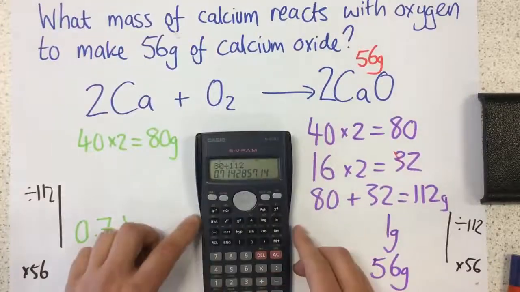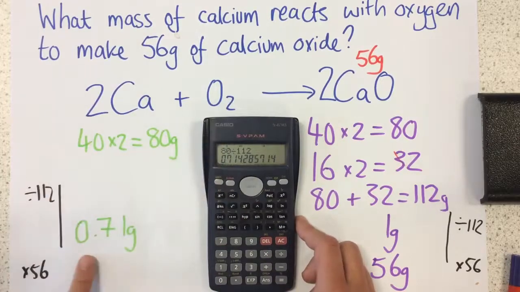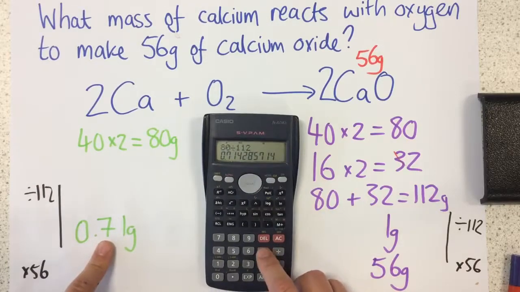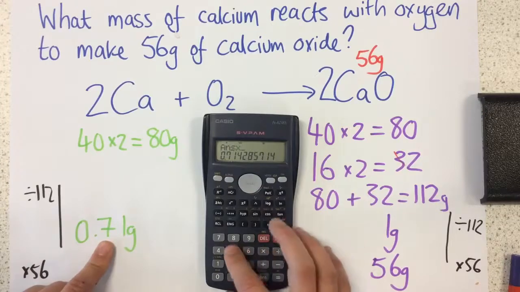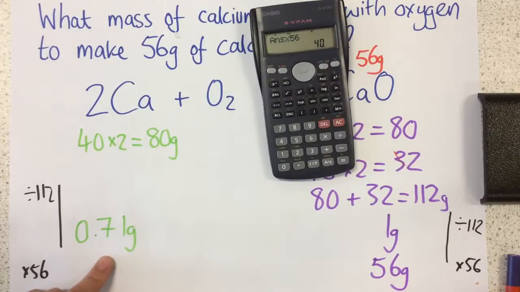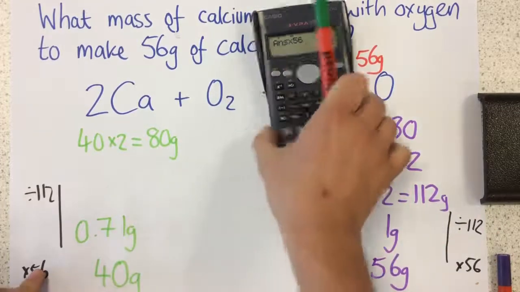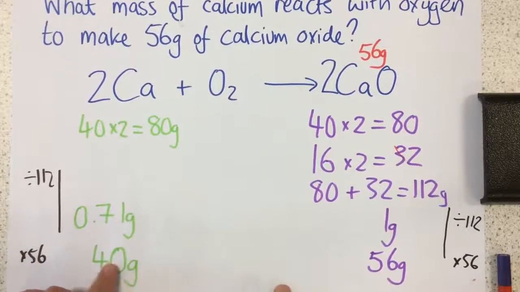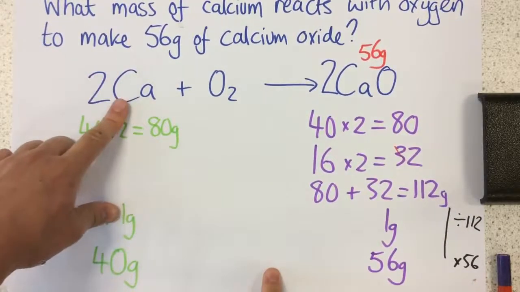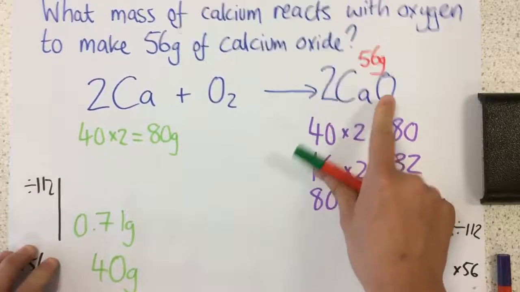So let's have a quick look. Notice how I've left that answer in my calculator. I want that exact answer. If I use this, I will get the wrong answer because I've rounded it too early. So if I now multiply this by 56, there we go. We can see that my answer is 40 grams. So we can see I need 40 grams of calcium to make 56 grams of calcium oxide.